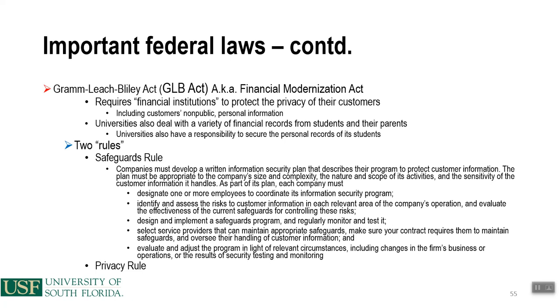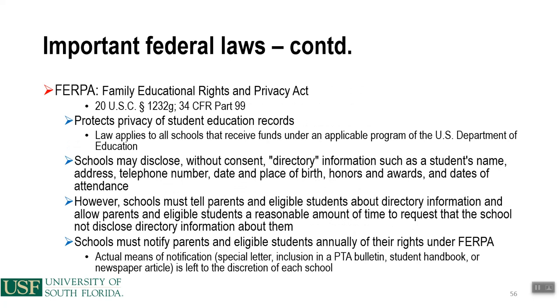And there's two rules. There's a safeguards rule, where companies must develop a written information security plan that describes the program to protect customer information. So that's something that's very important. That's dictated by the GLB Act. And then there's also the privacy rule.